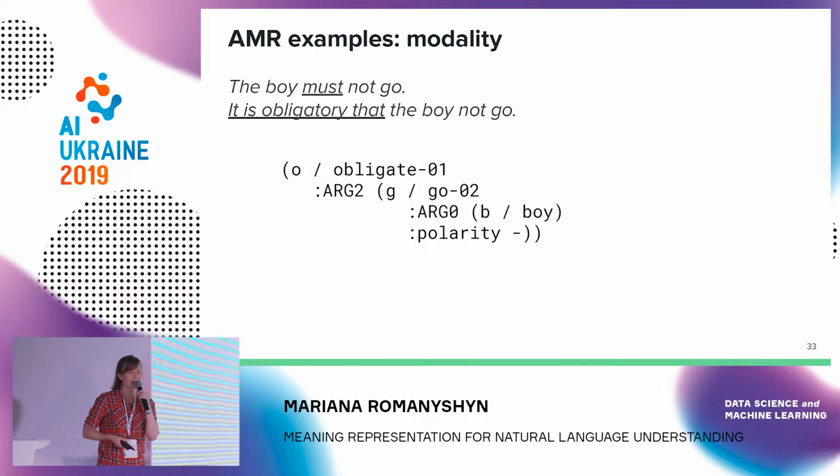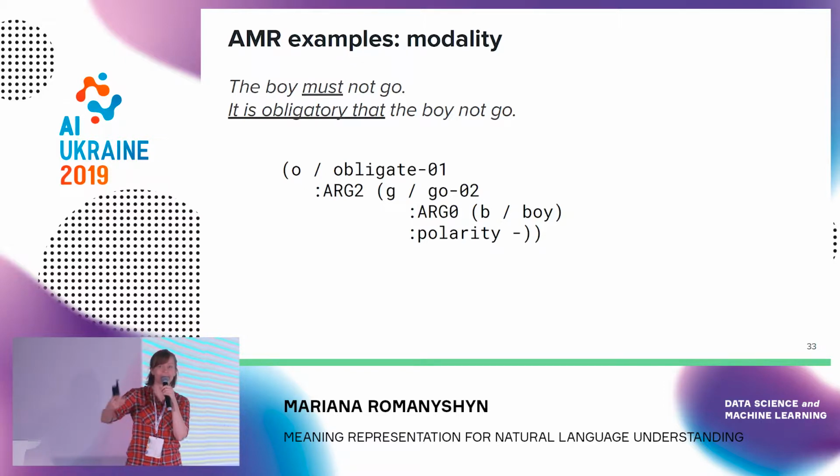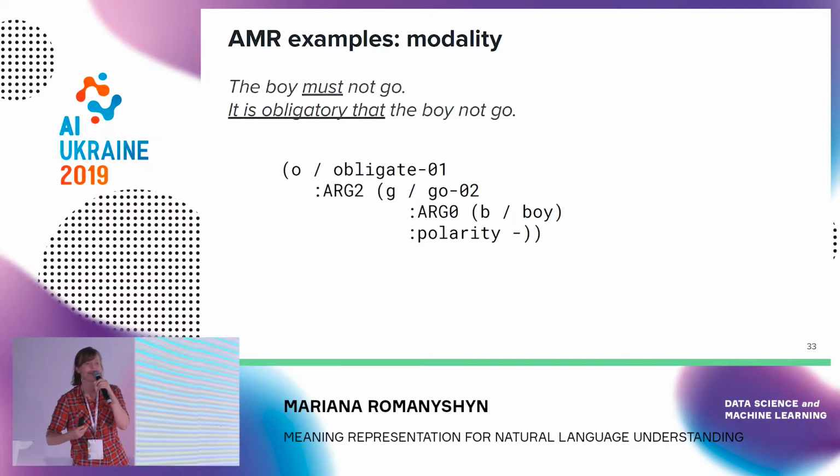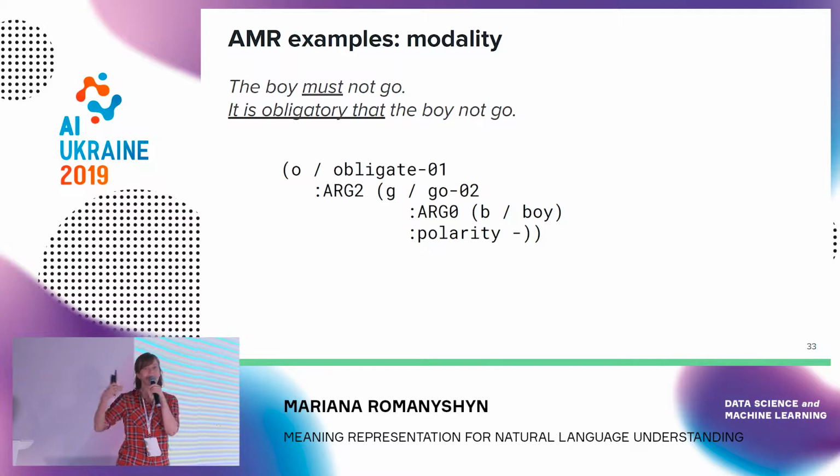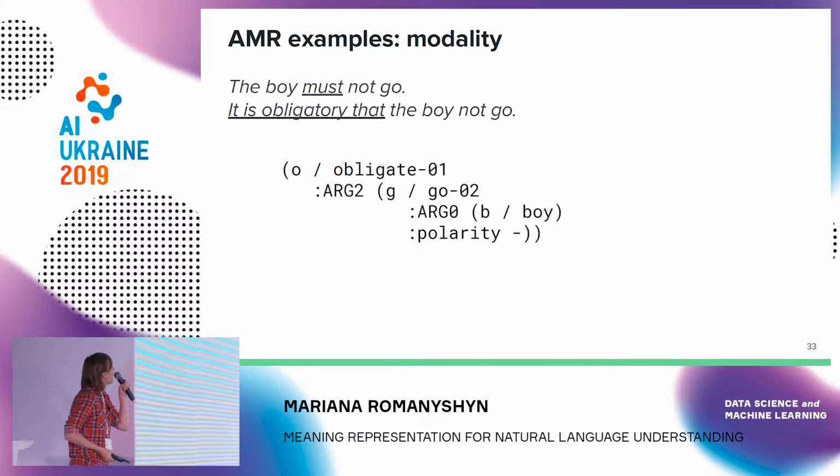Modality in AMR. There's a concept of modality in linguistics that represents the likelihood of the event, the obligation of the event happening, the probability of the event, the willingness, and so on. Modality is a huge section of linguistic research, and it can be expressed with modal verbs in the English language, or with adjectives, or with modal nouns, and so on.